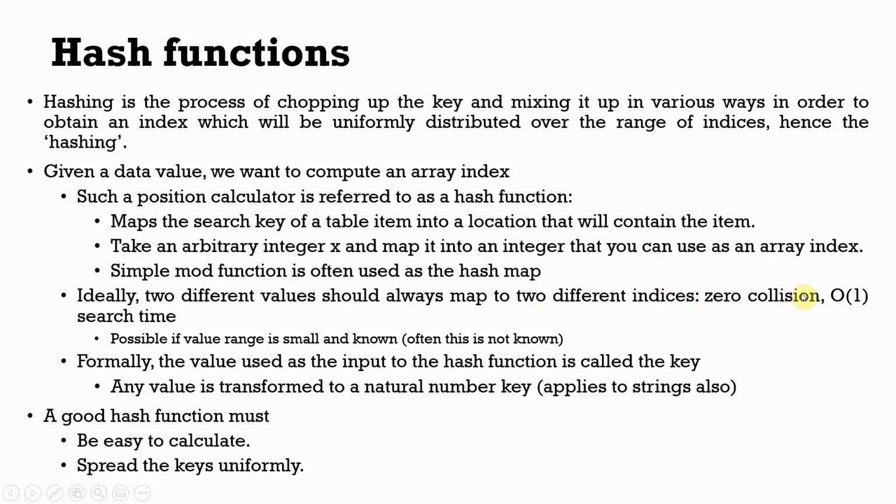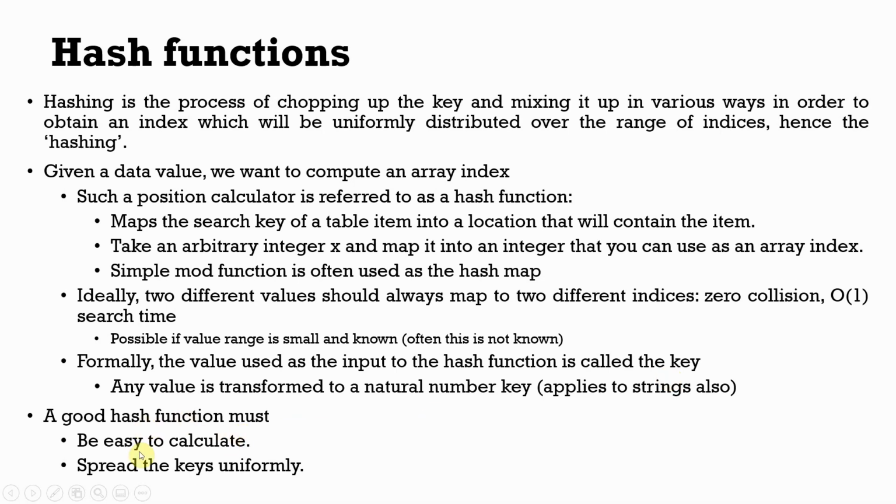Ideally, two different values should always map to two different indices. If that's the case, we can reach direct access, order of one. It's possible if the value range is small and known. If you know the range of all the items, and if that range is very small, this is possible. Often this is not the case. Formally, the value used as the input to the hash function is called the key. Any value is transformed to a natural or integer number key. This also applies to strings, so your key can be a string.